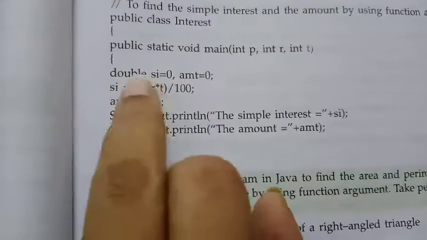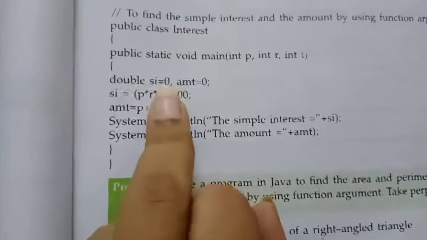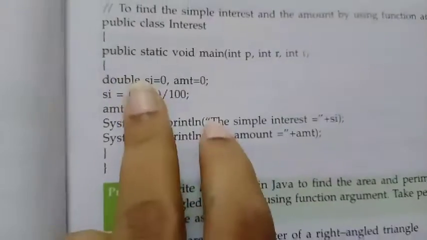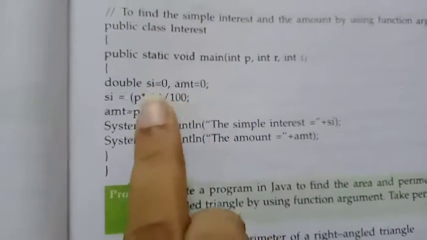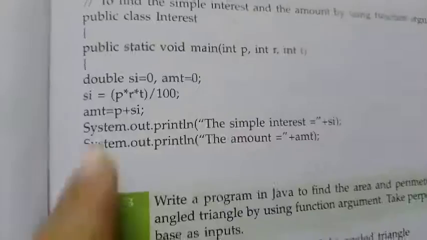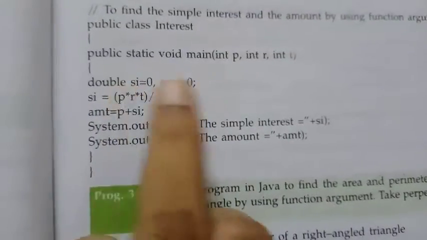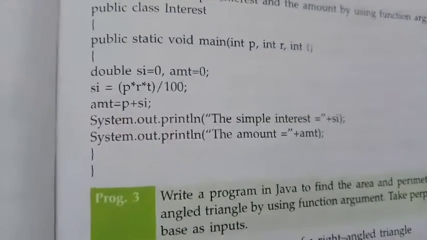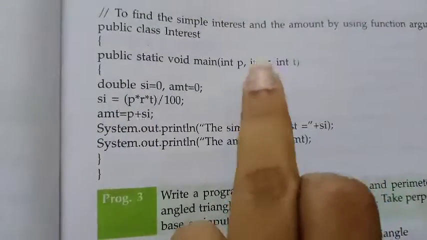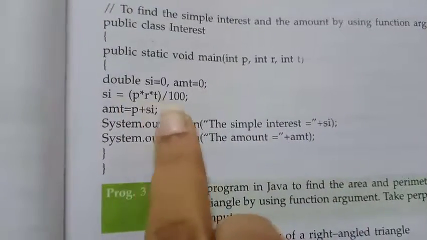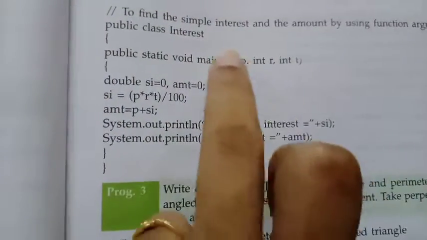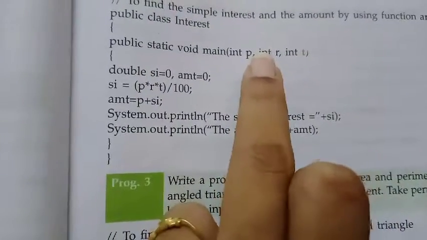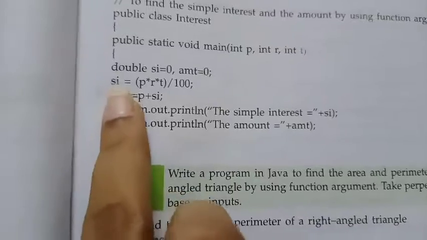So why we have given this in double is, we don't know whether this SI is going to be an integer or what. Obviously, divided by 100 means you may get some fraction values also, so the amount and SI we have given in double. And to calculate SI we need these values, right? So whatever value you give in that method call as input will be directly passed here, and this value will be taken here.